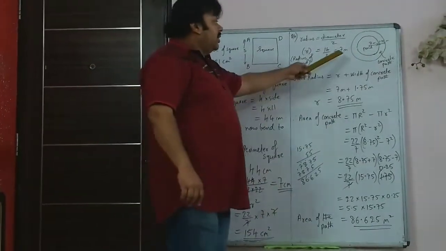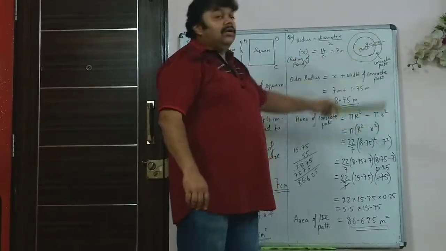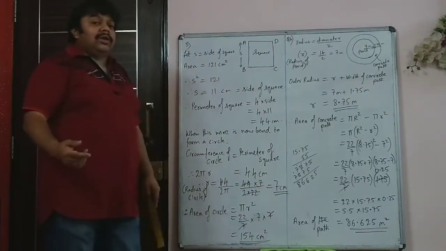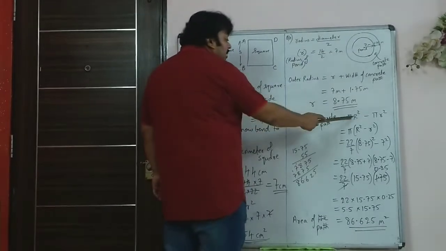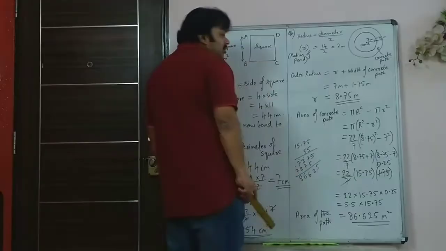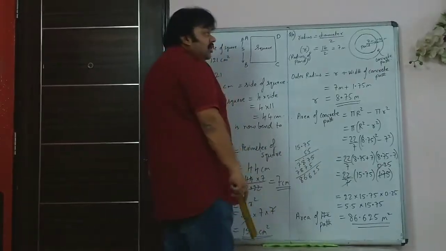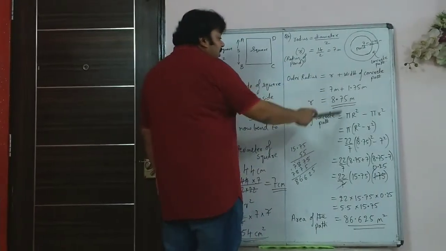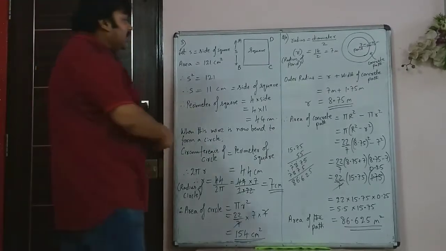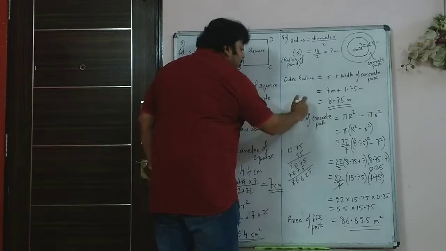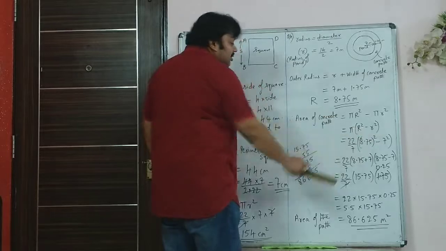You are asked to find the area of this path. The area of the path means area of the ring. So that area is outer area minus inner area. So area of the concrete path will be pi capital R squared minus pi small r squared. You can take pi common and write capital R squared minus small r squared. Capital R will be 8.75. That is capital R, not small r. Small r is 7. And capital R is 8.75. So pi into 8.75 the whole squared minus 7 squared.